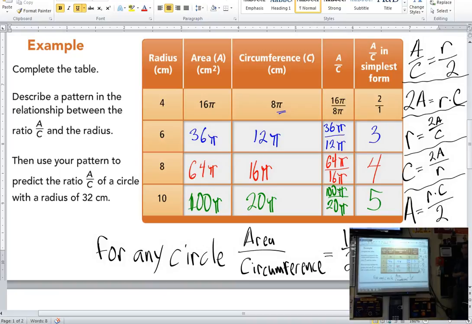Any questions on how I got these formulas? All I did was divisions. Either I divided by circumference, or I divided by radius on both sides, or I divided by 2 on both sides. So let's go to the back.